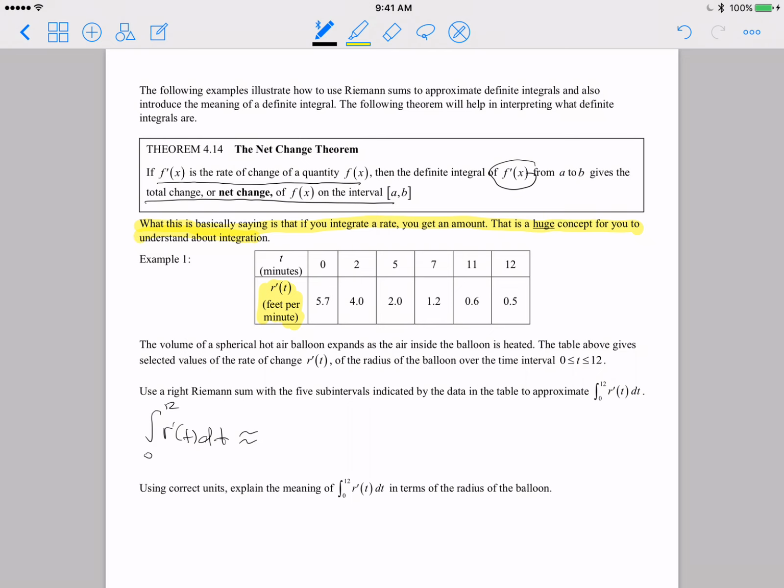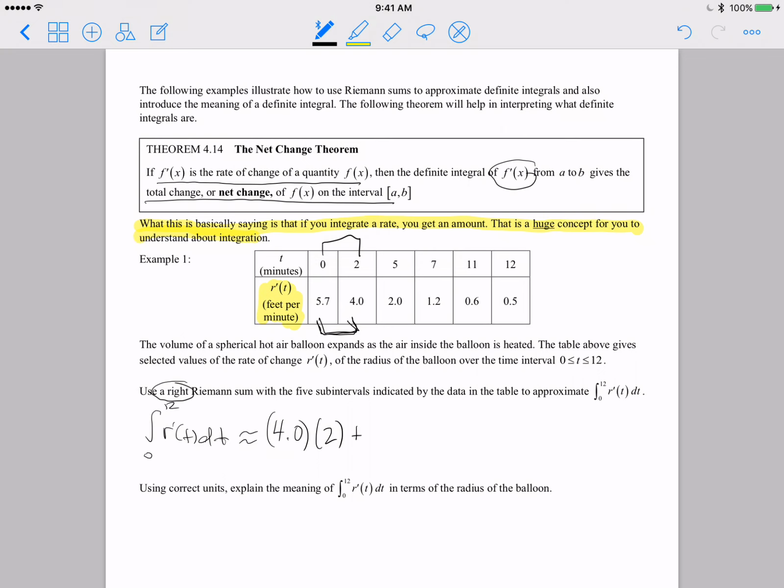Okay, so for a right Riemann sum, here's what we do. We take a look at our first subinterval, which is between the time values 0 and 2. Since this is a right Riemann sum, we're going to take the right-hand y value as the number that we want. So the right-hand y value here is 4.0. And then because it's a rectangle, we have to multiply by the width. The width in this subinterval is from 0 to 2, which means that the width is going to be 2.